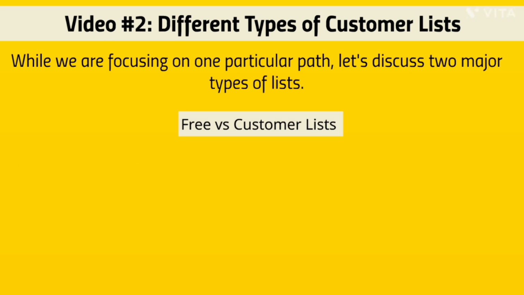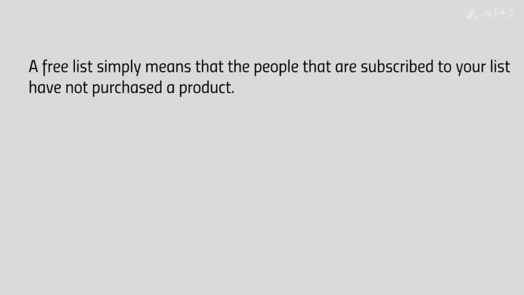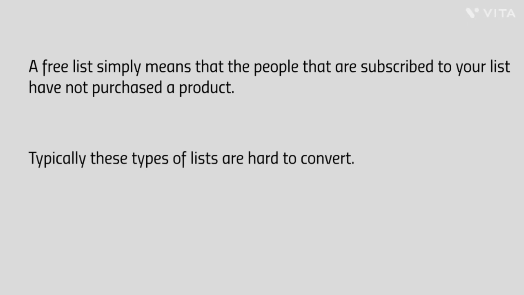So the 2 major ones are the free list versus the customer list. So a free list, let me explain the differences. A free list simply means that the people that are subscribed to your list have not purchased a product. So if you imagine you get onto a landing page or a squeeze page and they're asking for your name and your email and that's it, you're not buying anything. That is basically what a free list is.